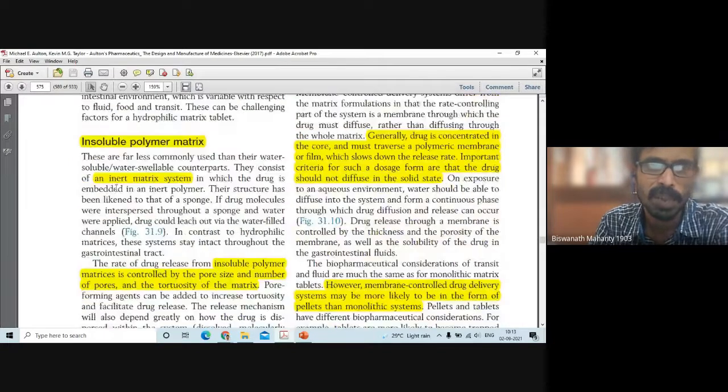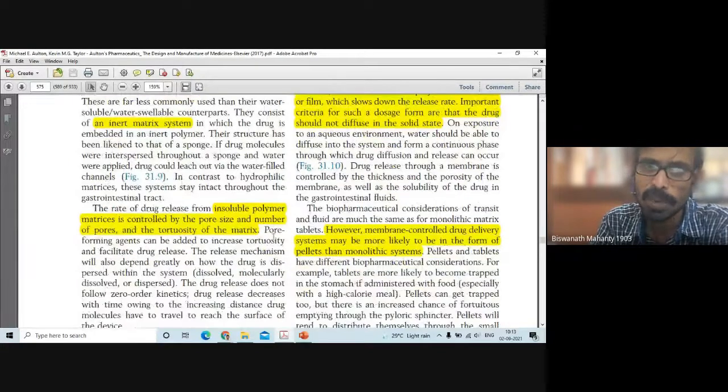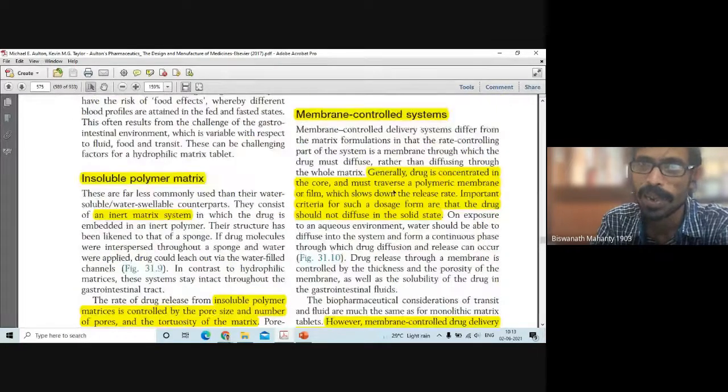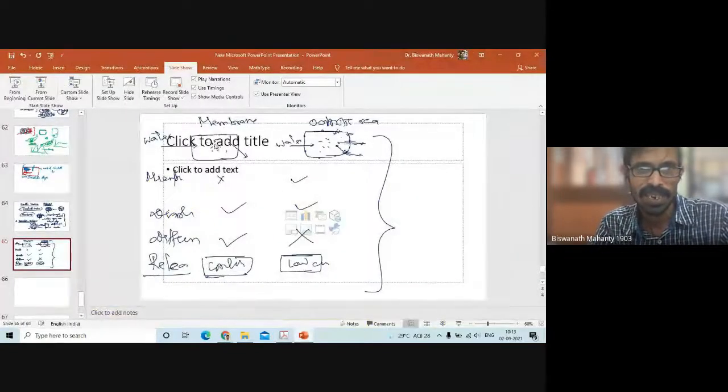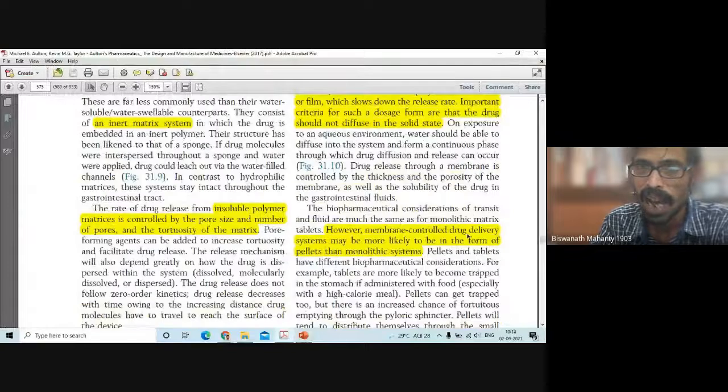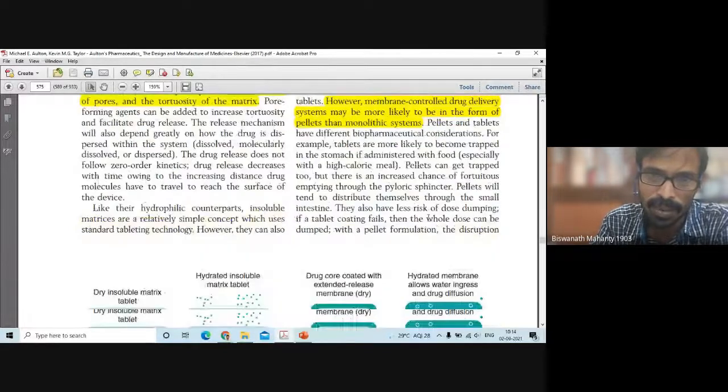Here, in the insoluble case, you have an inert matrix. An insoluble polymer matrix is controlled by the pore size, the number of pores and the tortuosity of the matrix. When I go to the membrane one, the drug is concentrated in the core and must transfer through a polymeric membrane or film, which controls the release rate. The important criterion is that the drug should not diffuse in solid state. Membrane-controlled delivery systems may more likely be in the form of pellets than monolithic systems. I will come to that later.